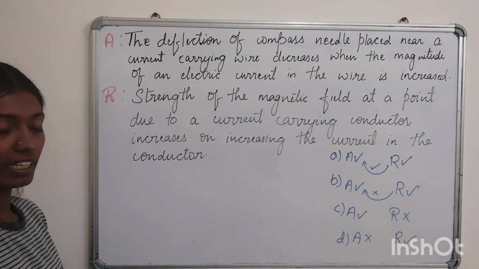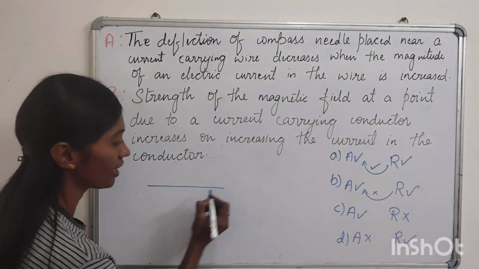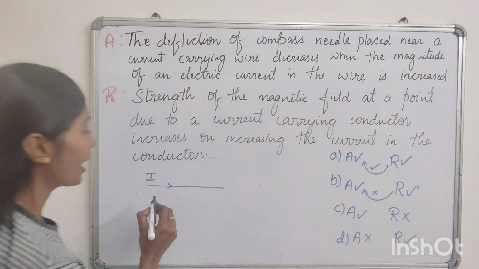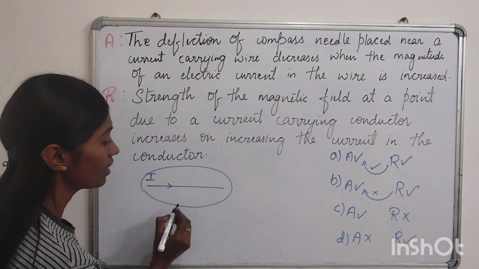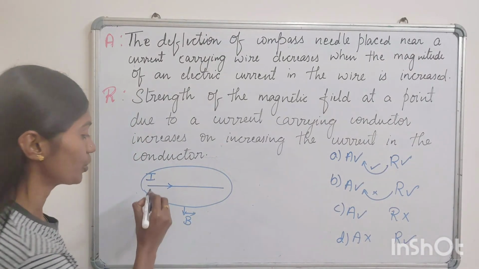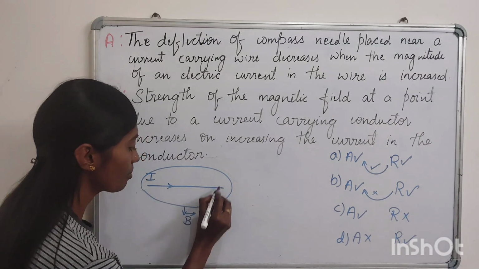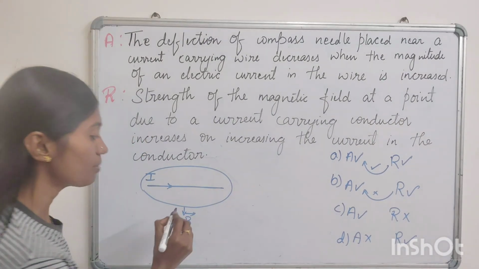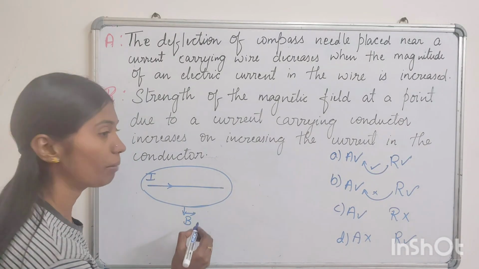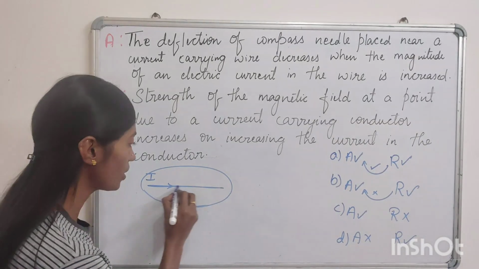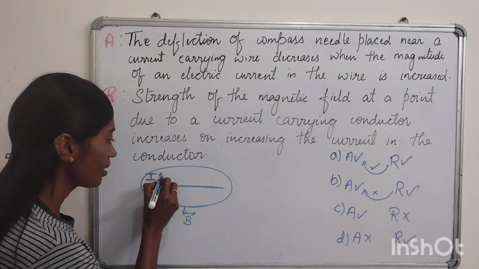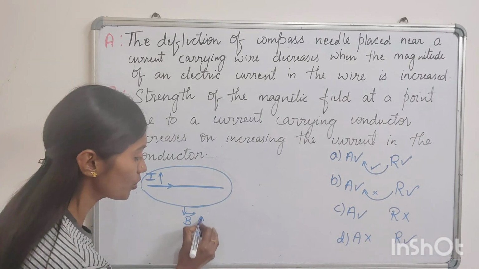So what is the magnetic effect of electric current? Suppose this is a current carrying conductor carrying a current I. Then around this conductor we are able to see or feel the magnetic field, which is represented by the letter B. So when a current carrying conductor is there, a magnetic field is produced around it, and this magnetic field can be represented through the magnetic field lines. When the I value increases, automatically the strength of the magnetic field also increases.